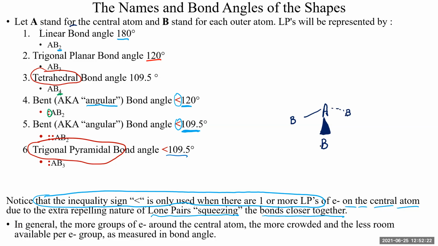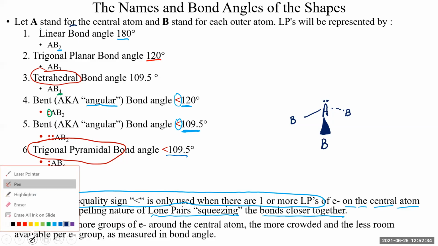So you have a B coming out at you from the screen itself. You have a B going back behind the screen. And then, of course, you have your lone pair, which is not named as part of the shape because you can't see it. All right, and let's go with this.